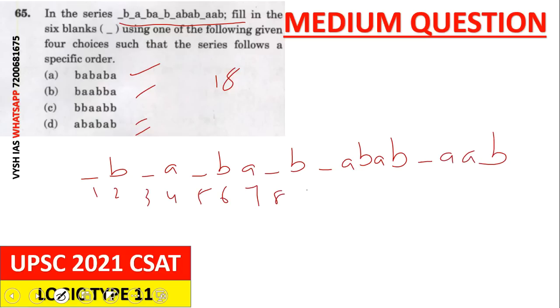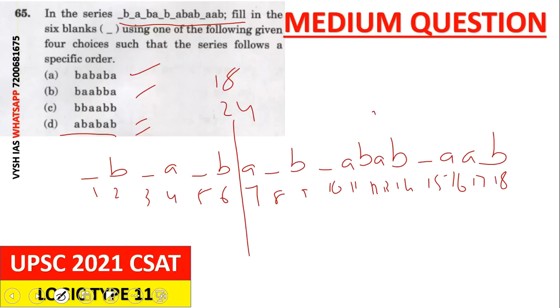Dash B, dash A, dash B A, dash B, dash A B A B, dash A A B. If you count this, 1, 2, 3, 4, 5, 6, 7, 8, 9, 10, 11, 12, 13, 14, 15, 16, 17, 18 letters are there. I always told you, when the blanks are 6, it will always be a multiple. Either 18 will be there or 24 will be there. Why? Because that is how you have to solve it also. Just split it into groups like this: 6, then 7 to 12. Here, 3 groups. This is the first group, second group, third group.